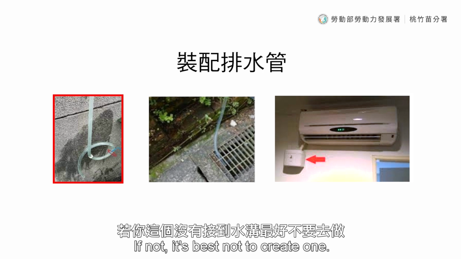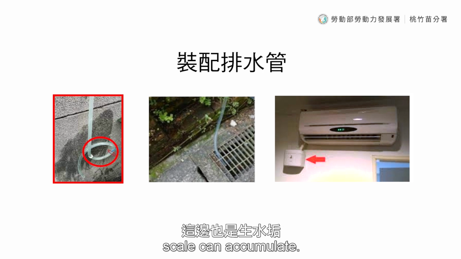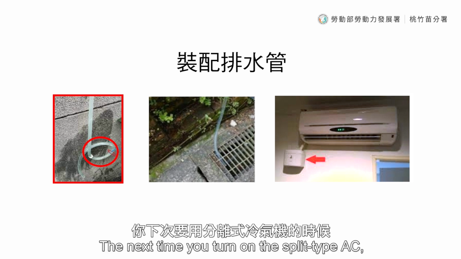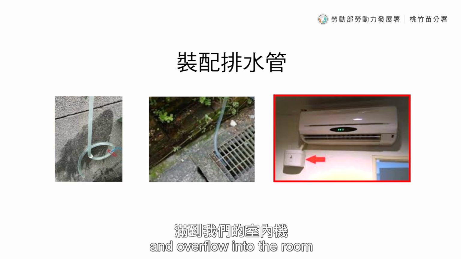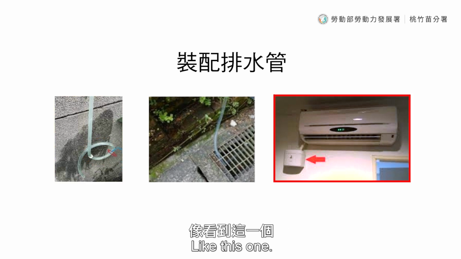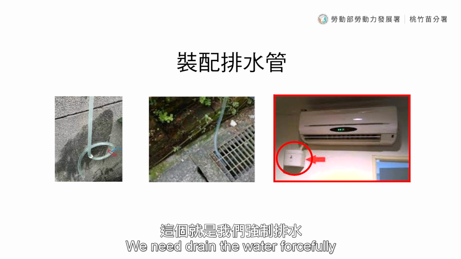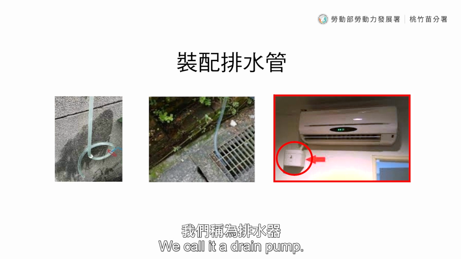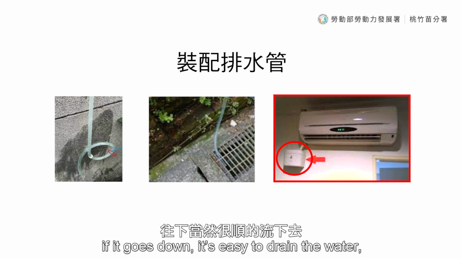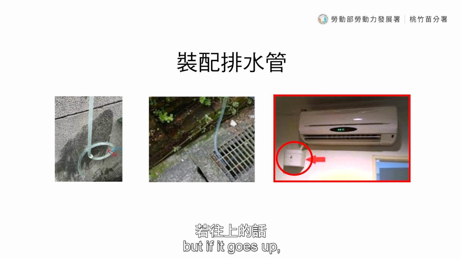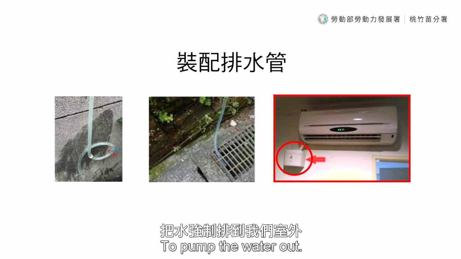If not, it's best not to create one, because if the AC is not used for a long time, scale can accumulate. The next time you turn on the split-type AC, the water won't drain. Then it will fill up and overflow into the room from the indoor unit, like this one. We need to drain the water forcefully. We call it a drain pump. A drain line is like this. If it goes down, it's easy to drain the water. But if it goes up, you will need the drain pump to pump the water out.